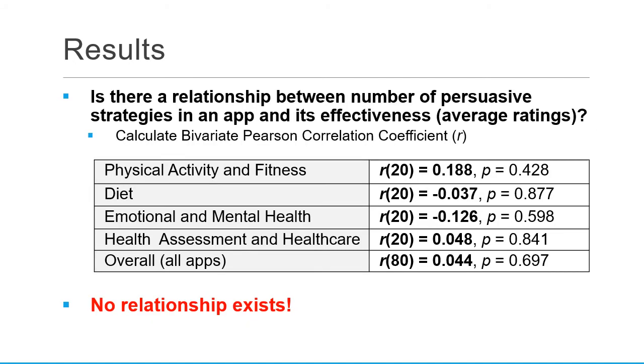We also ran a bivariate Pearson correlation experiment using SPSS to determine if a relationship exists between the number of persuasive strategies an app employs and its effectiveness based on average ratings. Across the 4 domains, it is clear that no relationship exists since the correlation coefficient is close to 0.